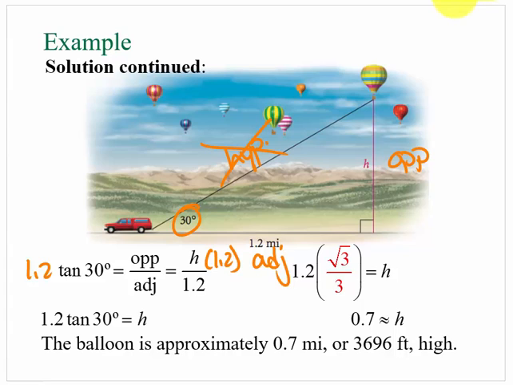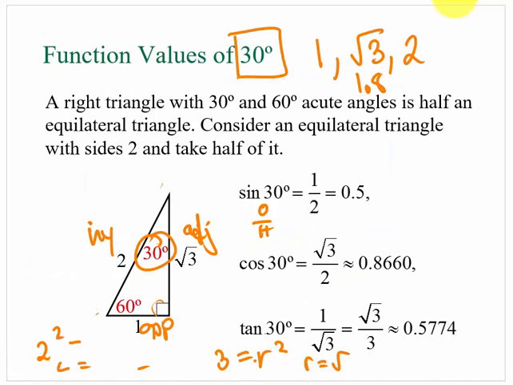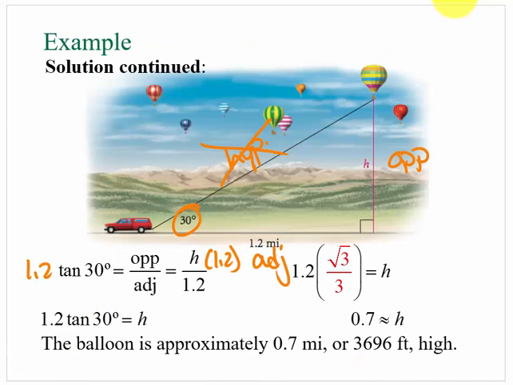The other thing that we can do is recognize that tan 30, if we go back to our special triangle, tan 30 is equivalent to root 3 over 3. That's the ratio. So we can also look at it like this is really 1.2 multiplied by root 3 over 3.